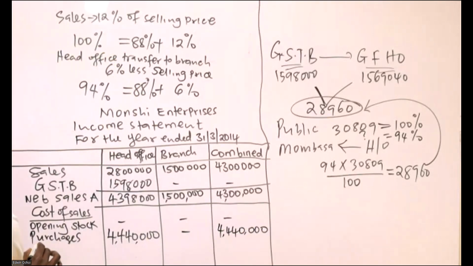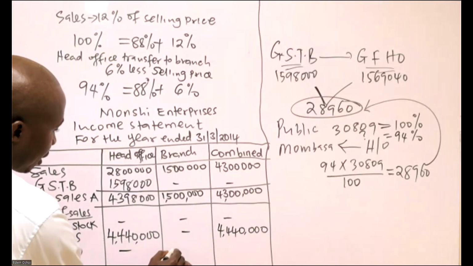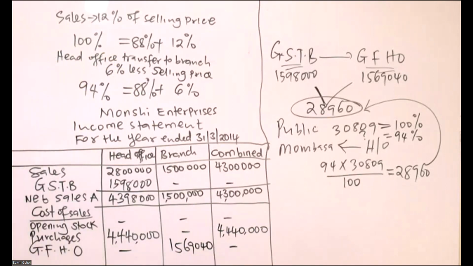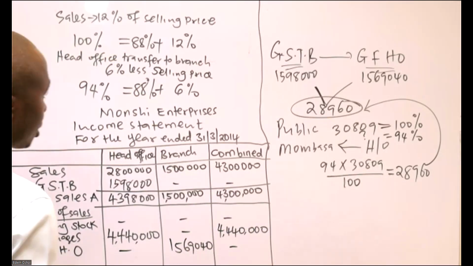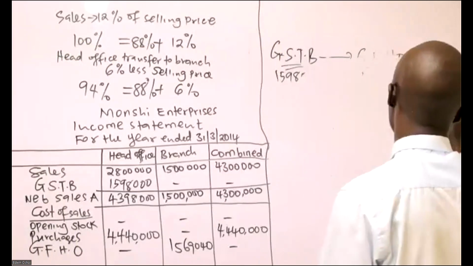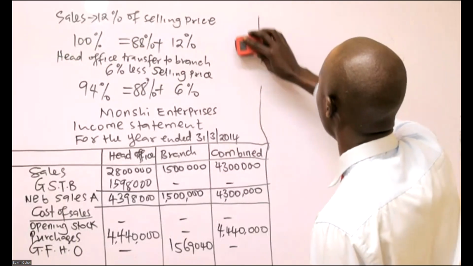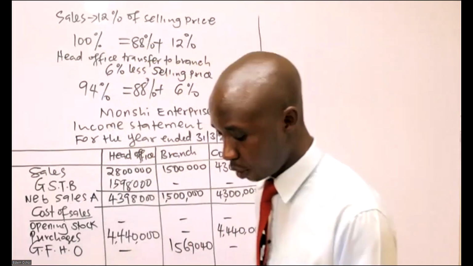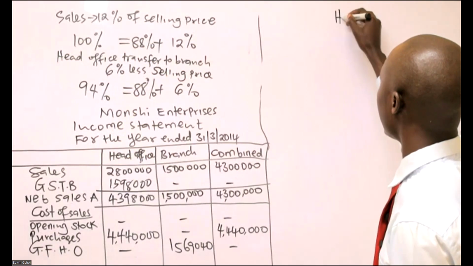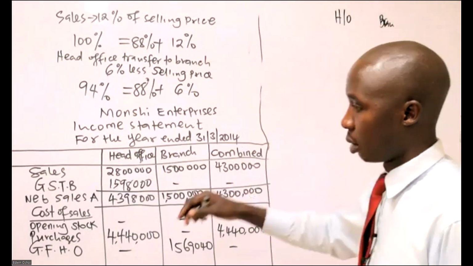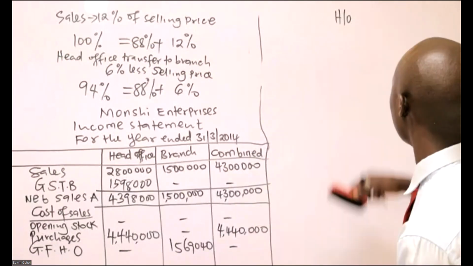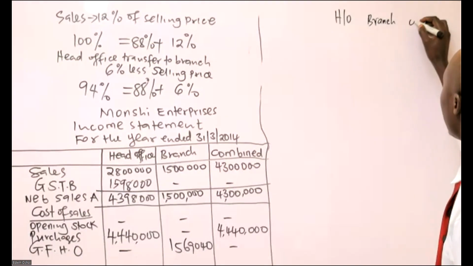Then we talk about goods from head office. So the goods from head office now, they will be received under the branch. So the 1569.040. So opening stock plus purchases minus closing stock. But before we talk about closing stock, if you can check in the additional information, there was a stock take which was carried out, which revealed that there was something which was happening. So this is the Dovis, this is the branch, Dovis branch combined.